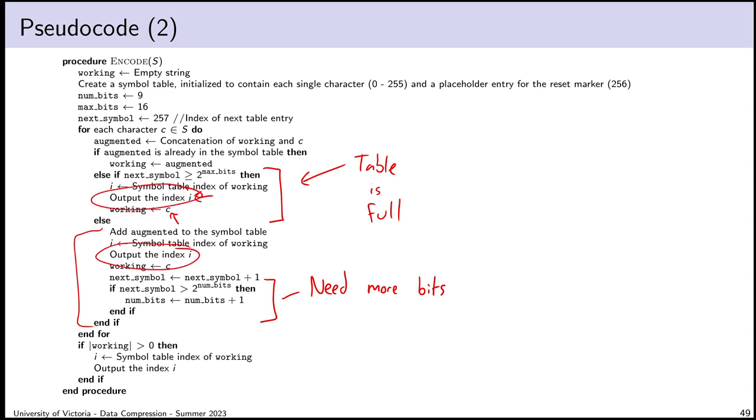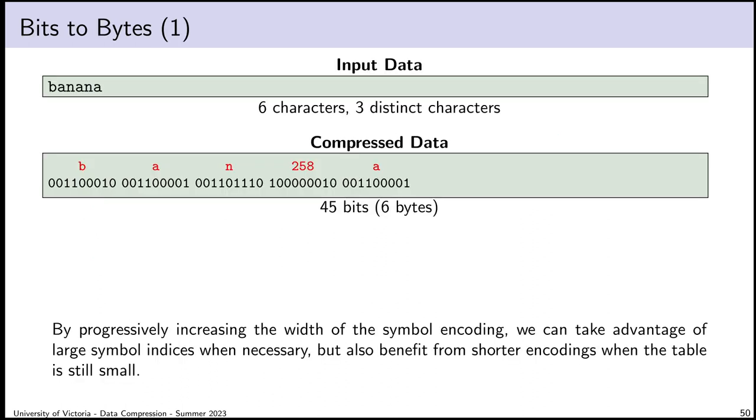Well, that doesn't really tell us how we are outputting zeros and ones. If I'm using 5 bits or 10 bits or 15 bits, what does it mean to output the index I? Well, remember that the symbol table indices are things like 256, or let's say the lowercase letter a, which is the number 97. When I say output the index I, I'm saying take that symbol and output it to your compressed bitstream. And that's the thing we're going to talk about next.